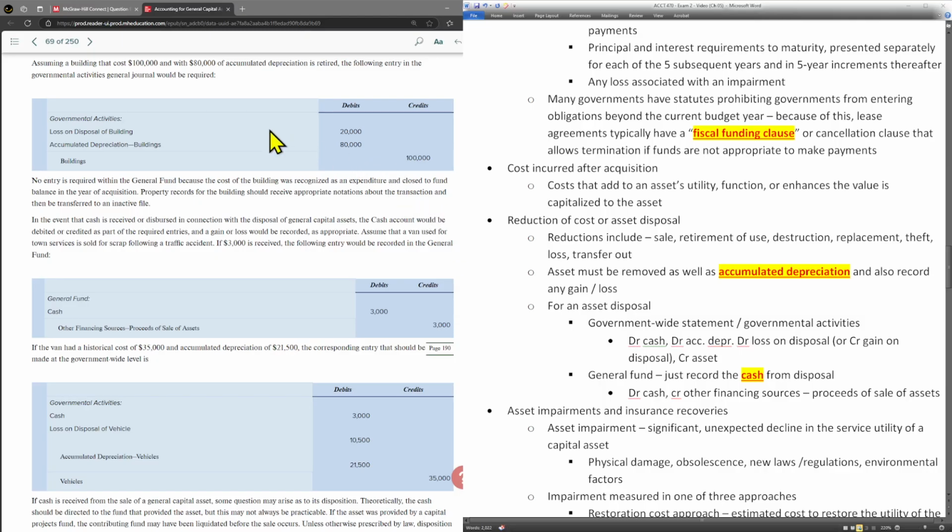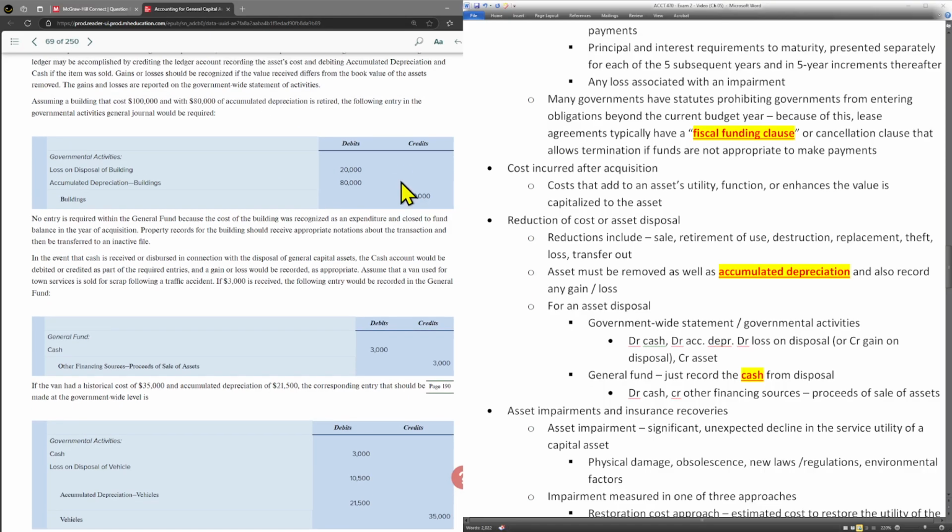So here, whatever it is, we've got a building of $100,000. We've got accumulated depreciation of $80,000. This looks like one that they just demolished or something, and there was no sale. They retired this building, so probably demolished it, and they had $20,000 left on the depreciation, so they just call that a loss.